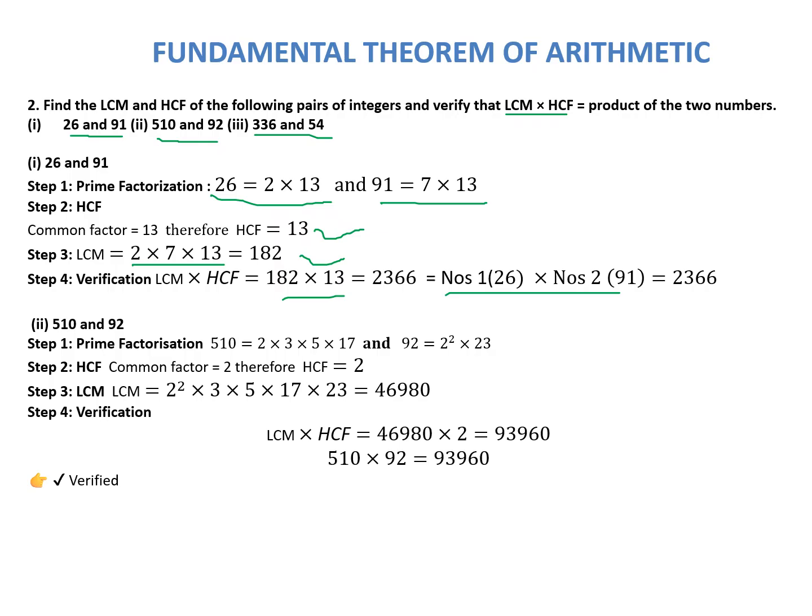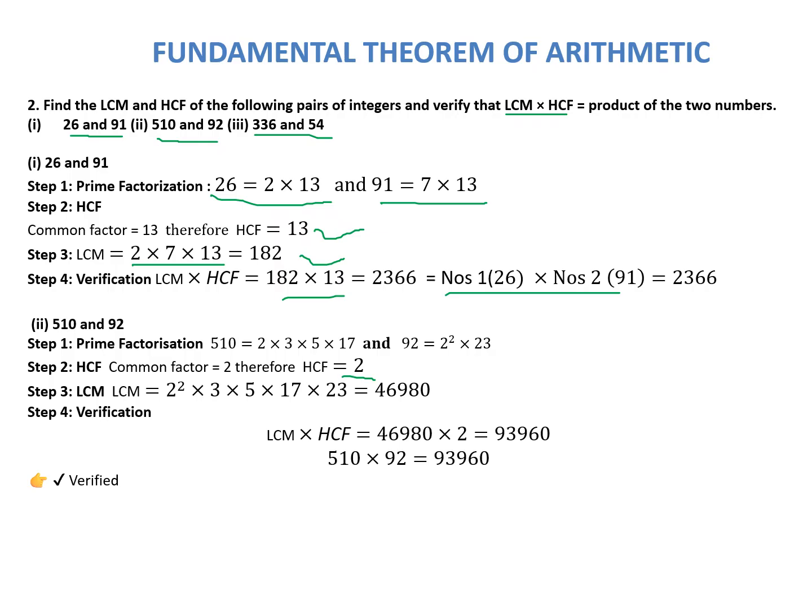Prime factorization of 510 is 2 into 3 into 5 into 17, and 92 is 2 to the power of 2 and 23. If we look at the HCF here, we have 2 as the common factor, and the lowest power is 2 to the power of 1, hence our HCF is 2.